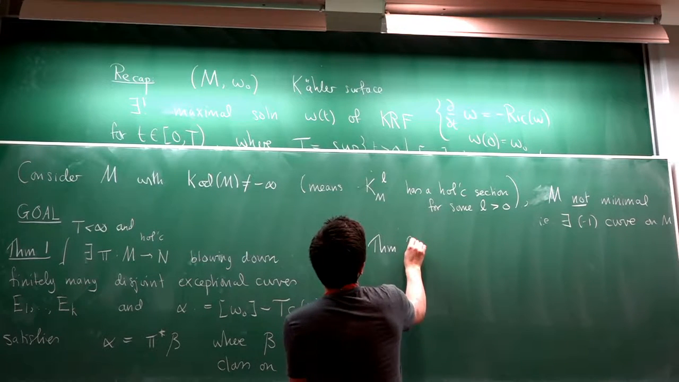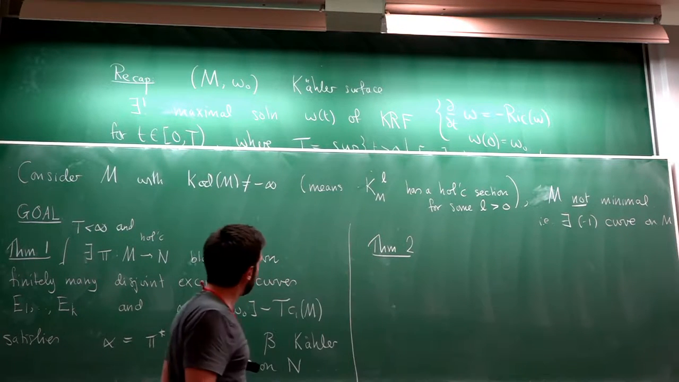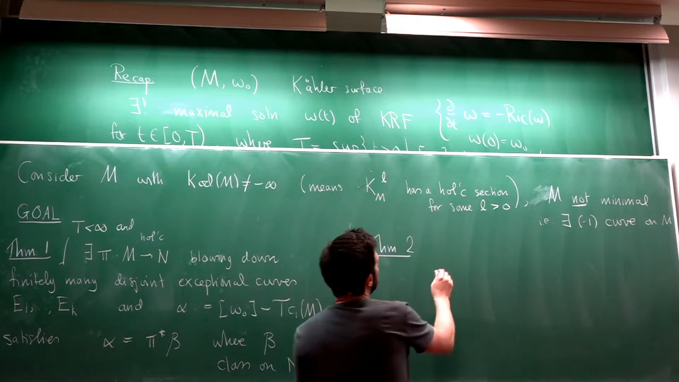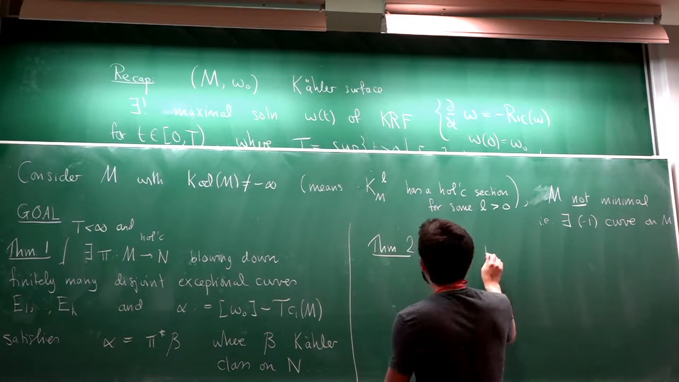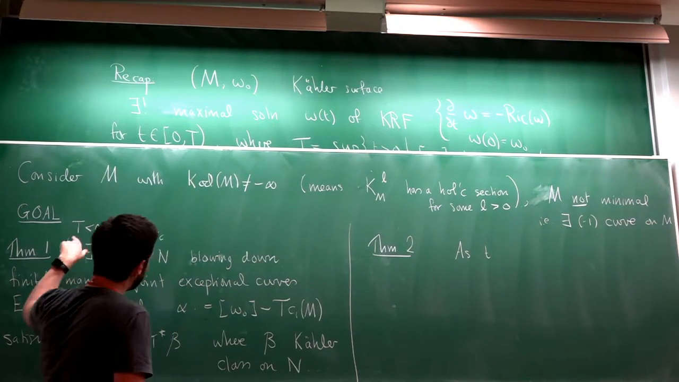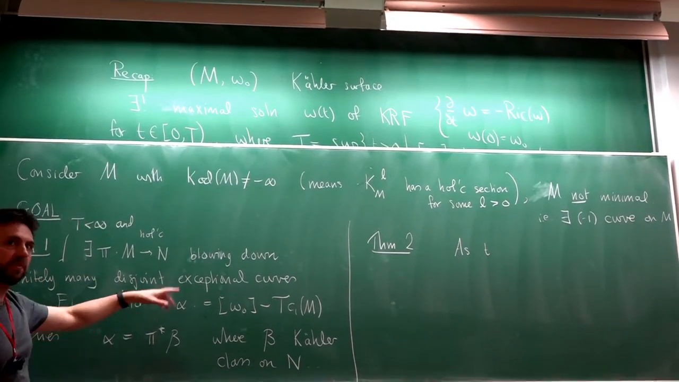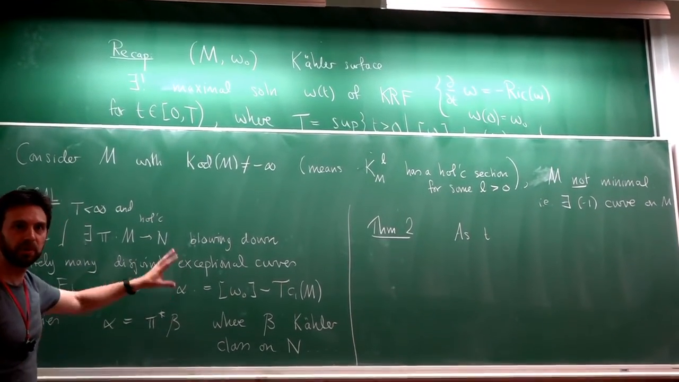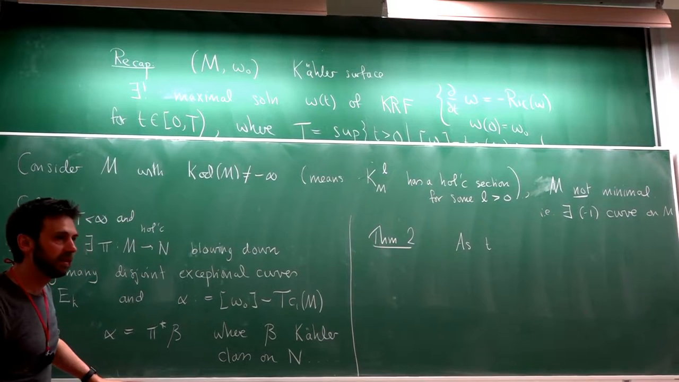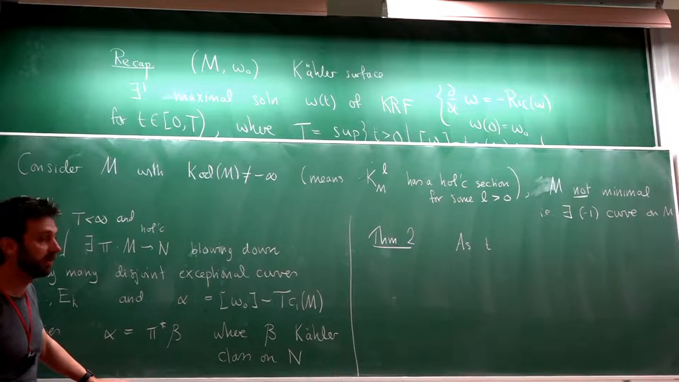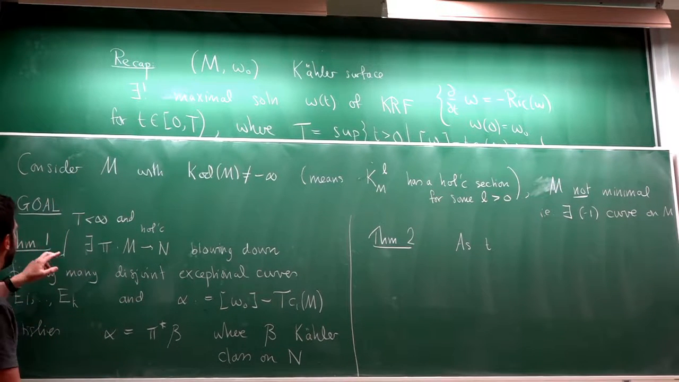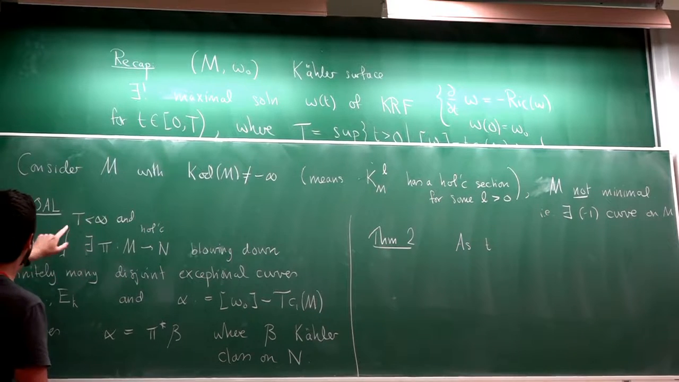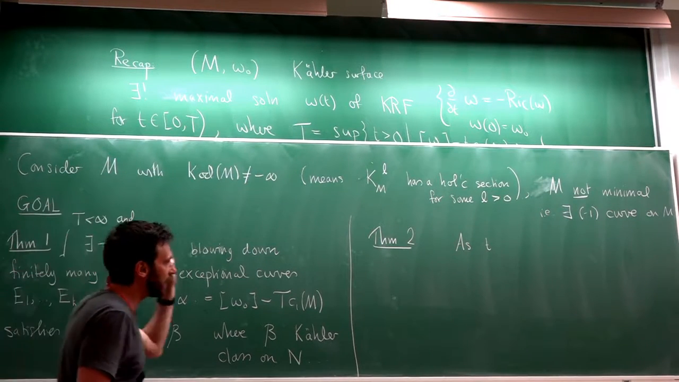The second goal is to show that, well, this statement has very little to do with the Kähler-Ricci flow. It's really more or less an algebraic statement. So the capital T less than infinity is an assumption or a conclusion? It's a conclusion. In Theorem one, T is less than infinity. It's actually one line to see it.